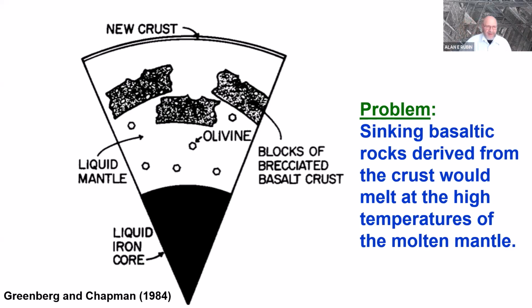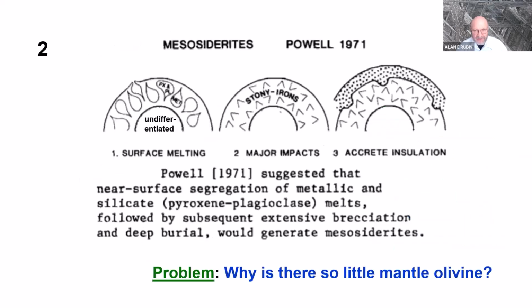A problem is that the liquid mantle will have a melting temperature appreciably higher than that of the basaltic crust sinking, and so it would tend to melt these blocks of sinking basalts. So that is a difficulty with it. Powell, in 1971, Ben Powell, suggested that there may have been near-surface segregation of metal and silicate melts, followed by subsequent extensive brecciation and deep burial, generating mesosiderites. The problem is, why didn't the metal sink to a core if there was melting, and why is there so little olivine?